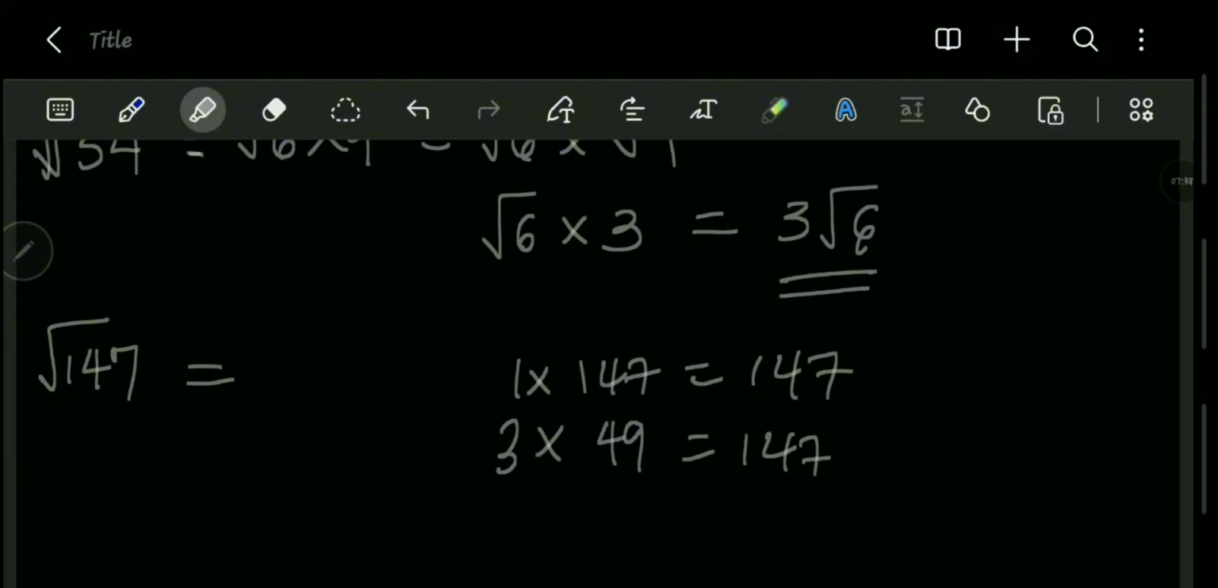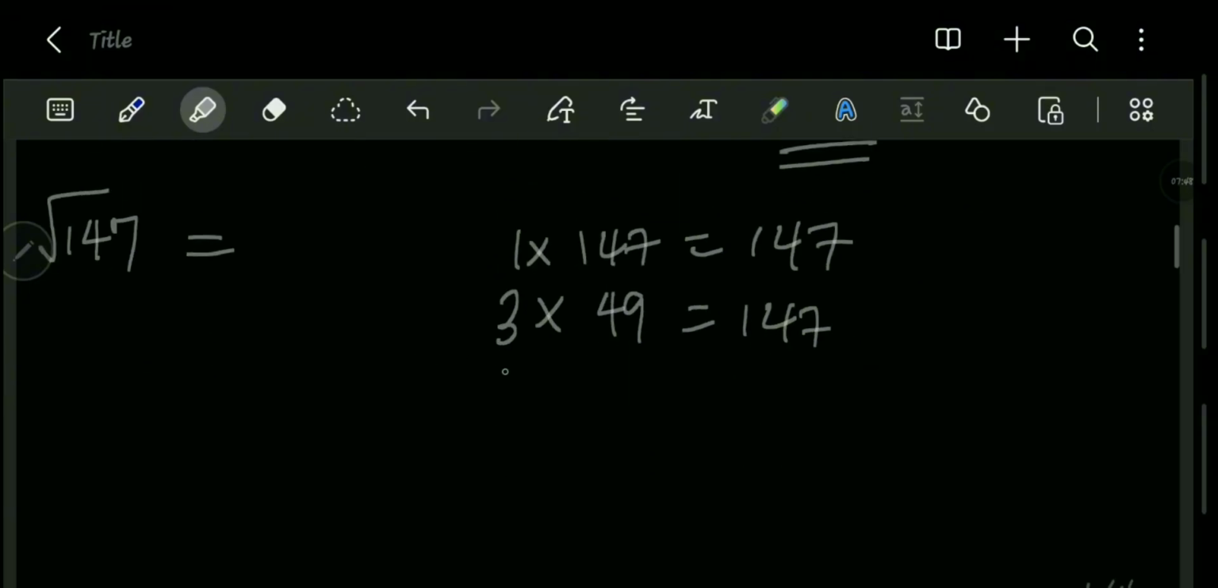4 is not a factor, obviously. 5 is not a factor. 6 is not a factor also. 7 is a factor, and that's going to be 7 times 21 gives us 147. Are you seeing that? 8 is not a factor. 9 is not a factor. And we keep wrapping around. So among these pairs, which do we have a perfect square?